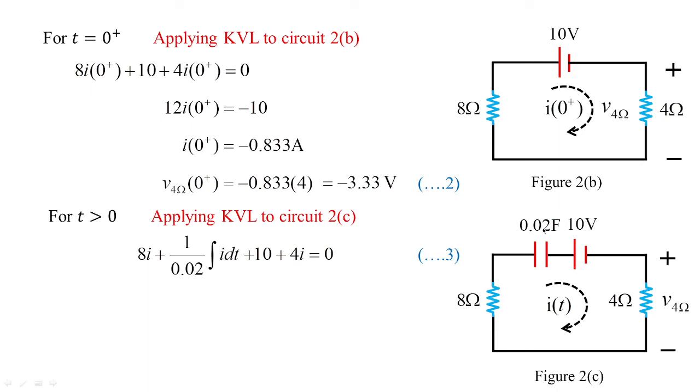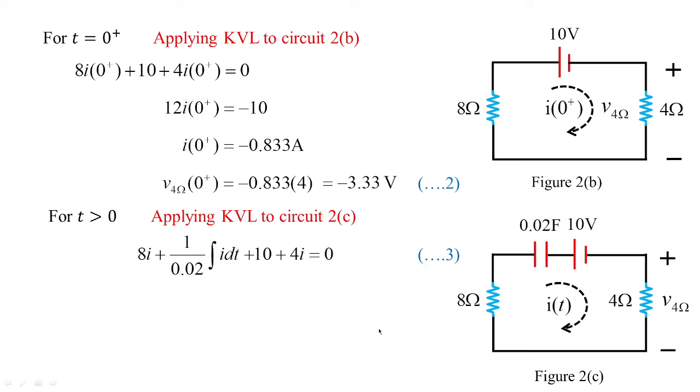And capacitor voltage with initial voltage, the formula is 1 by C integral I dt plus V of 0. So V of 0 we already got the value as 10. That is why this parameter is placed, and this voltage is substituted in the KVL equation. Now it's a simple equation.